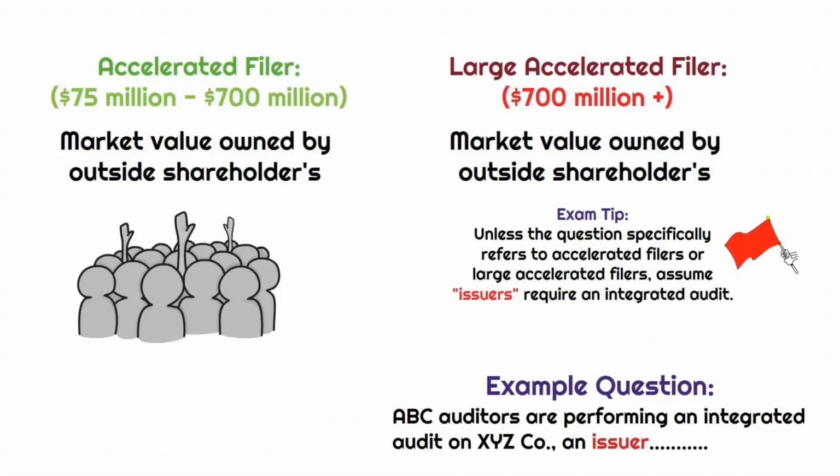Okay, so on the exam, what you need to keep in mind is that the question is generally just going to say that this is an issuer or that it is a non-issuer. But if you see these numbers between 75 million and 700 million or over 700 million, a little red flag needs to go off in your brain that says that this has to do with the specific types of companies that are required to have an integrated audit performed on both their financial statements as well as the effectiveness of their internal controls.